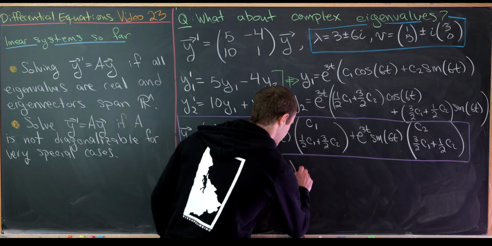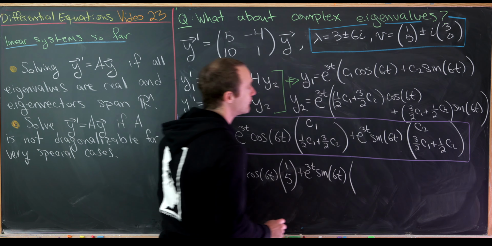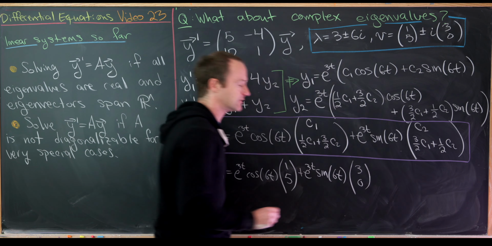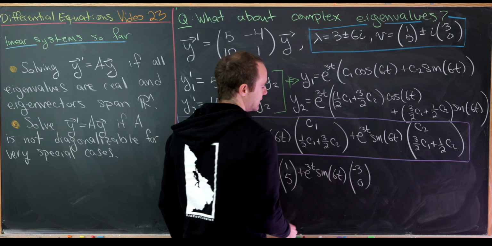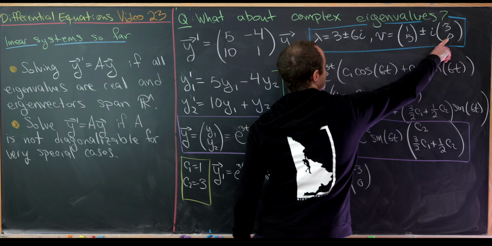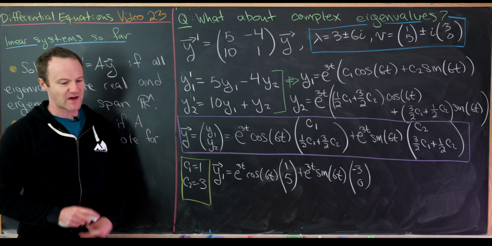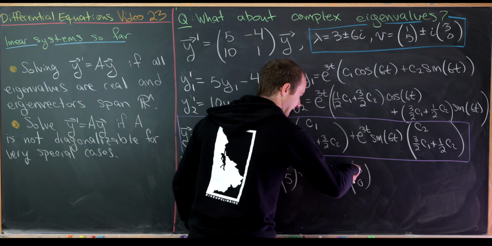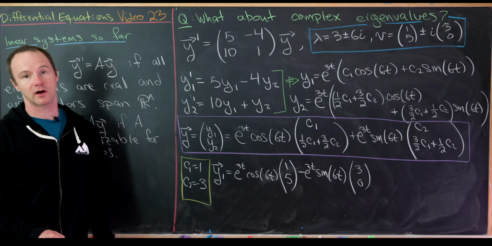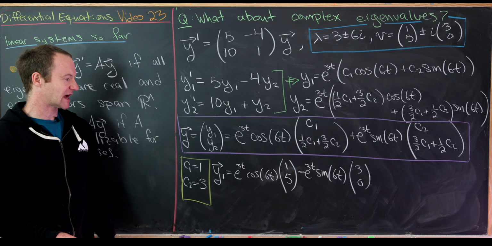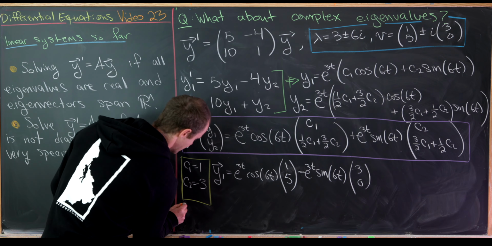Then we'll have plus e to the 3t sine of 6t, and that will be in the direction of (-3, 0). But notice that (-3, 0) is parallel to the second portion here. In fact, if we pulled this minus sign out and put the minus sign here, then we'd have exactly the imaginary part of that second component. And that's in fact how we'd like to write this. So that would be for that choice of c1 and c2.